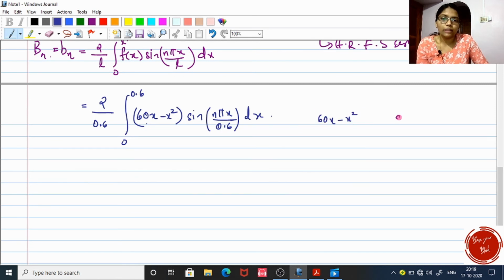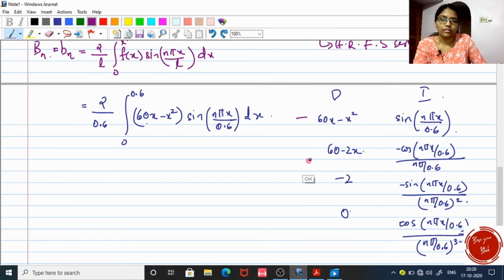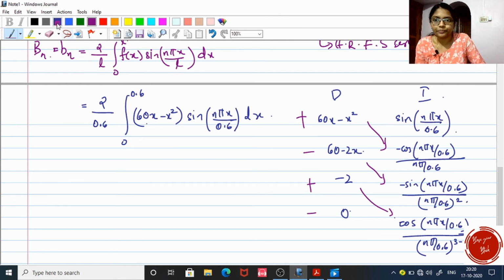I go for the table method approach. Just differentiate this half and integrate this half. Differentiate till 0 is got. So it is 60 minus 2x, minus 2 and 0. Then integrate. I have explained this method in my last video. You can just go through it. So 60x minus x square into this part. Just continue multiplying and arrange it up. Okay, 2 divided by 0.6 is 1 divided by 0.3.